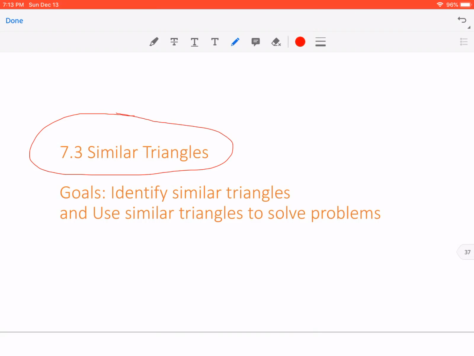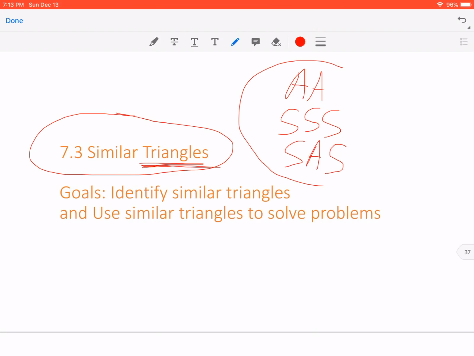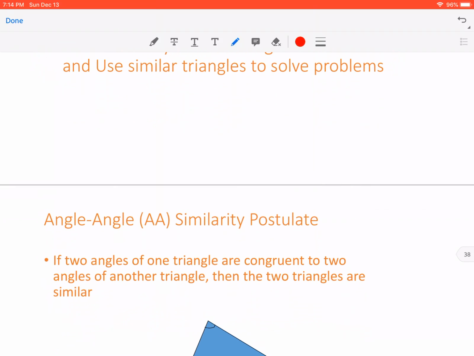Okay, so there's 3 reasons why triangles are similar. This is very similar to what you did with congruent triangles a couple of months ago, but there's only 3 reasons why triangles are similar. So we're only talking about triangles here, and these only 3 reasons are AA, which is called angle-angle, SSS, which is side-side-side, and SAS, which is side-angle-side. And these are some of the same things that you've seen before, but these are just dealing with similar triangles, okay? All right, so let's talk about the first one, AA.